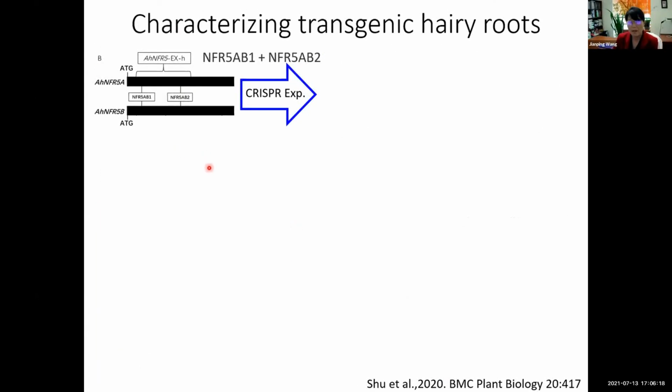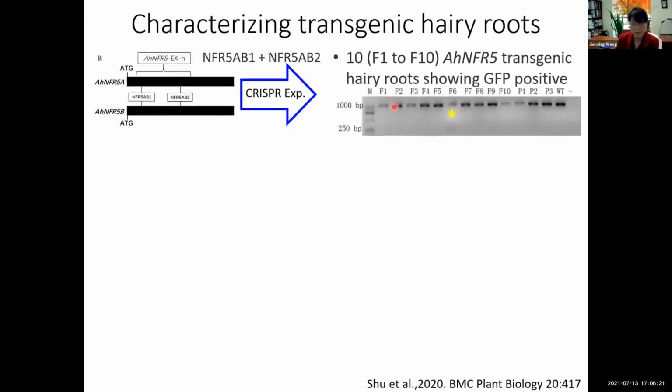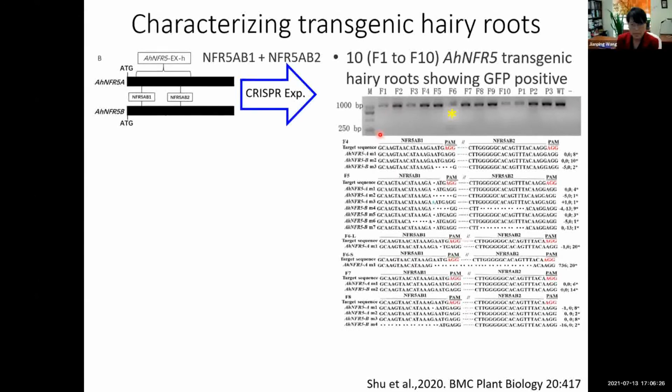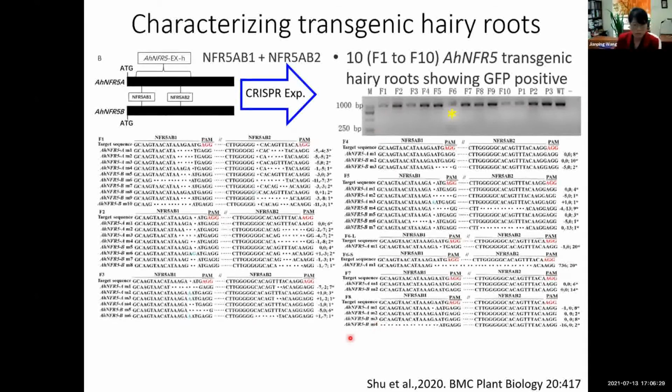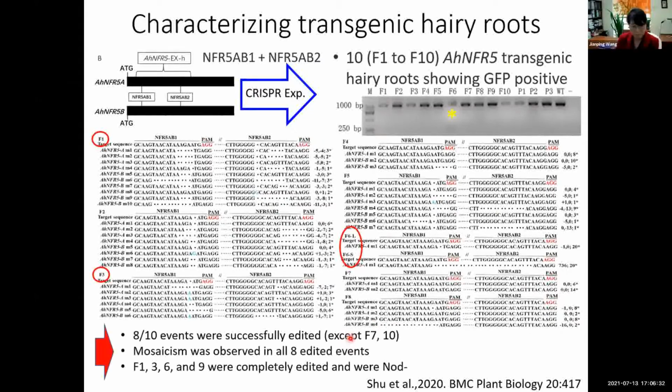The story of the second gene here. Similarly, we got 10 transgenic hairy roots, and here are the editing results. The conclusion here is that 8 out of the 10 events were successfully edited. And similarly, mosaicism was observed in all of the 8 events. But the interesting thing is that 4 different events were completely edited, and they all cannot produce nodules. And with this result, we conclude that NFR5 is required for nodulation.